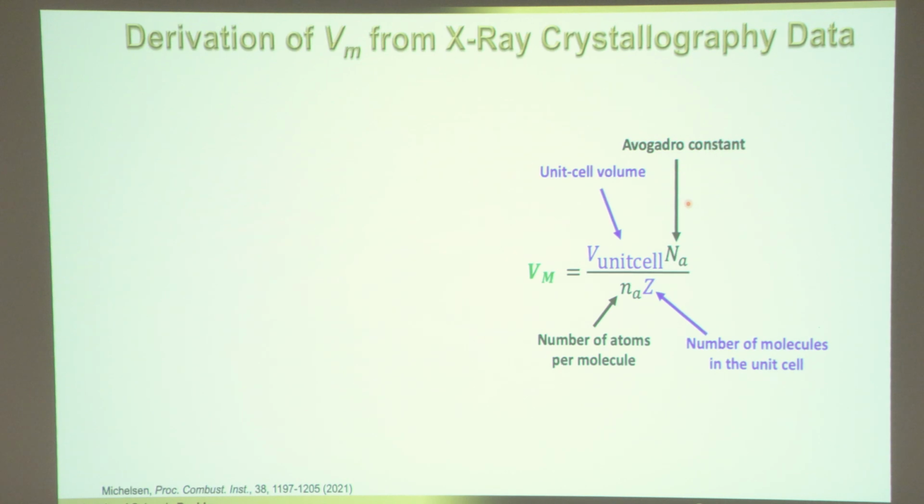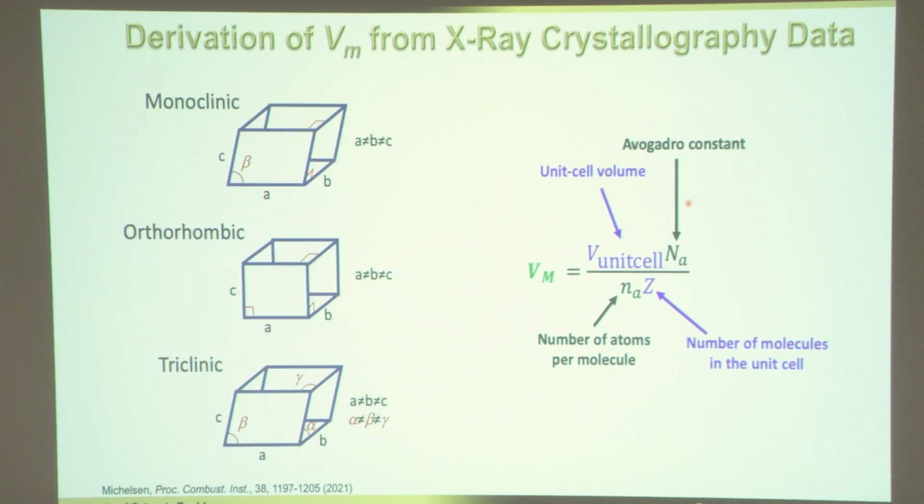So here, the mean molar volume is a function of the unit cell volume times Avogadro's number, to convert from moles to number of atoms, divided by the number of atoms per molecule, divided by the number of molecules per unit cell. And a unit cell is, if you've ever taken a class on crystallography, you'll remember that a crystal can have different shapes depending on how the molecules or atoms align with each other. These are the basic types of shapes: the monoclinic, the orthorhombic, and the triclinic.